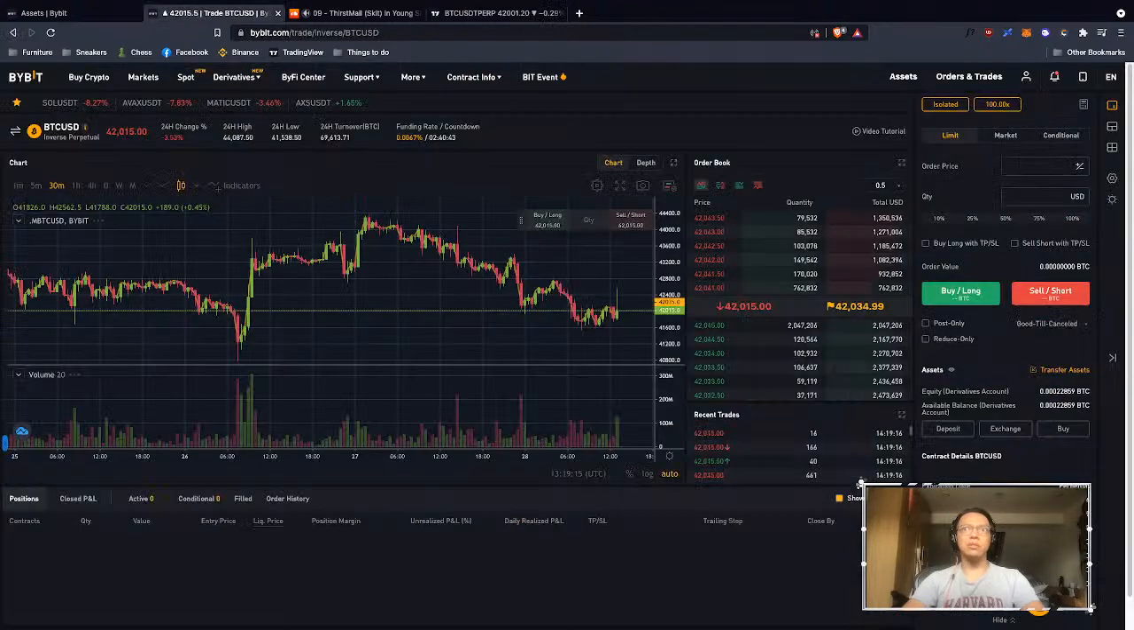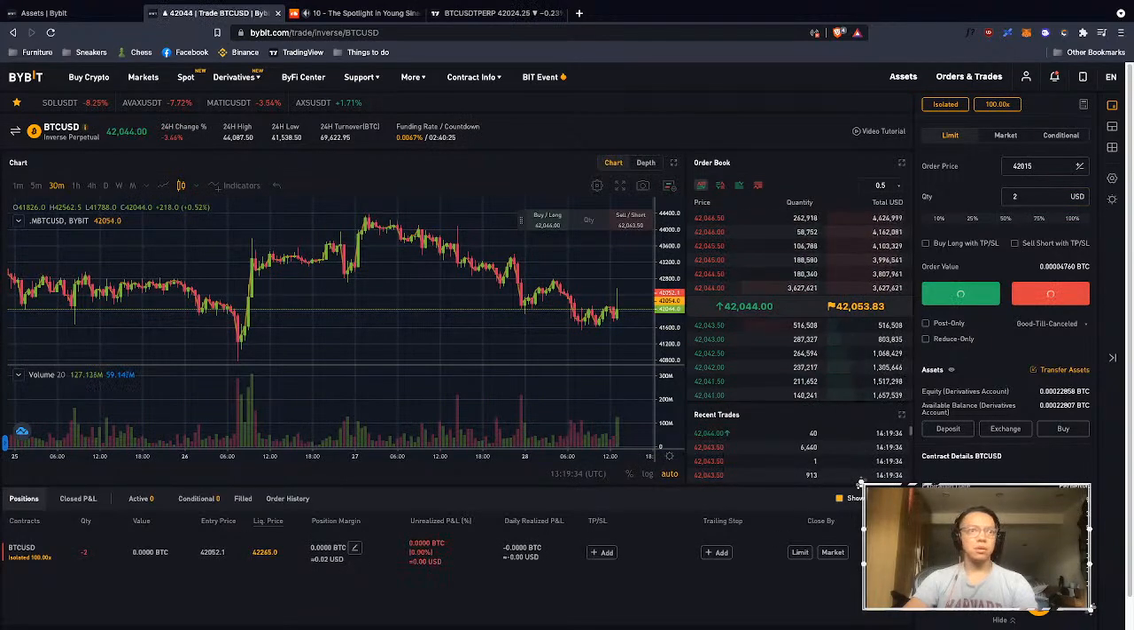Are we convinced it's going down? It's a stop point, right? Order price. Let's see. 2 USD. Sell short. I should have used post only, right? Should be in profit right now.